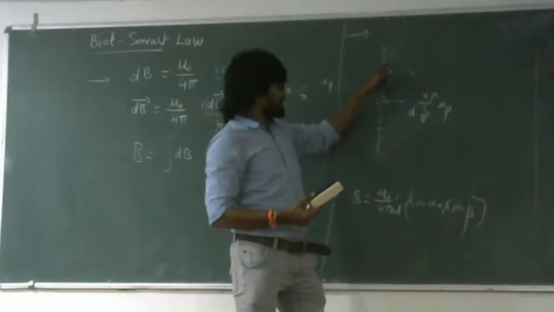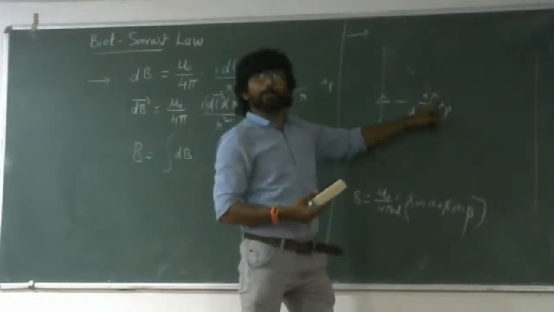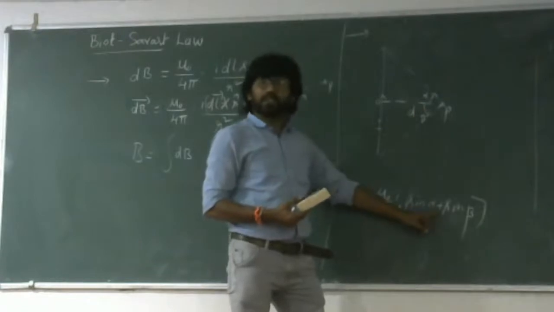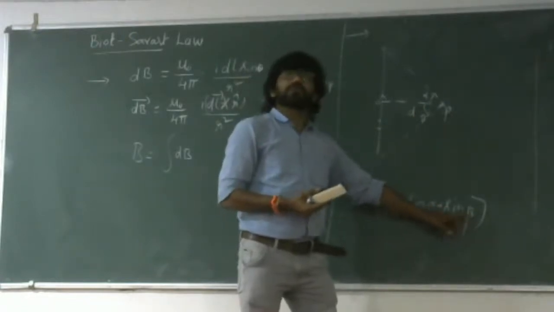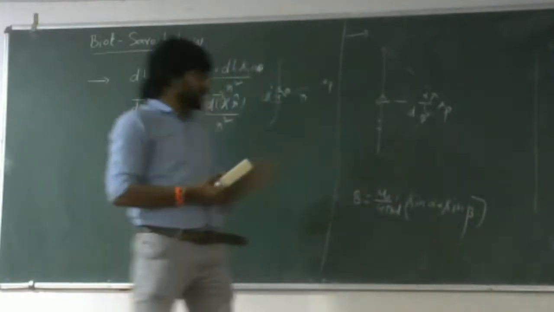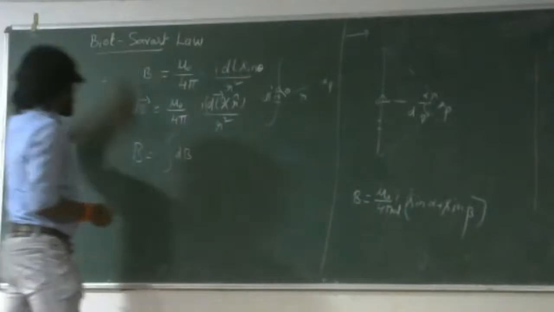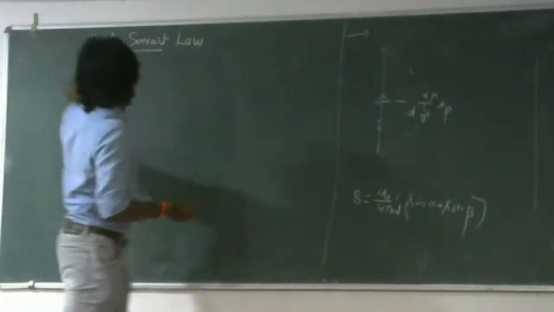Or if this is theta 1, you can take alpha equal to 90 minus theta 1. So sin(90 minus theta 1) will be cos theta 1. Similarly, this will be cos theta 2. So you'll get it in terms of cosine functions. That you have to remember. Okay. And the applications. Quickly, let us recollect two more points.